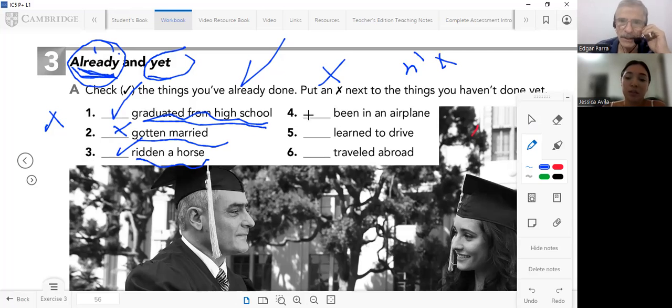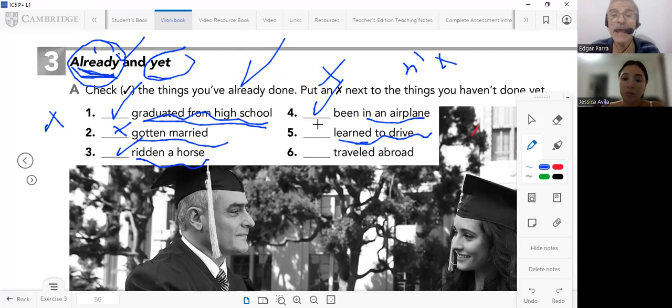Okay, good. What do you say for number 4? I have already been in an airplane. Okay, already because it's affirmative. What do you say for number 5? Already learned to drive. Remember that if it is affirmative, you have to use already. Okay, I have already learned how to drive.